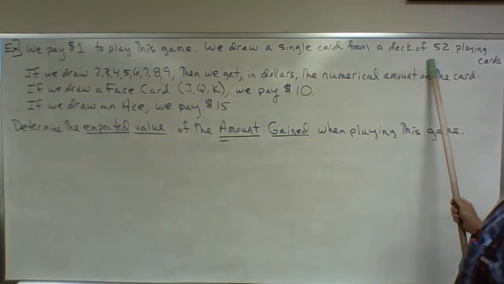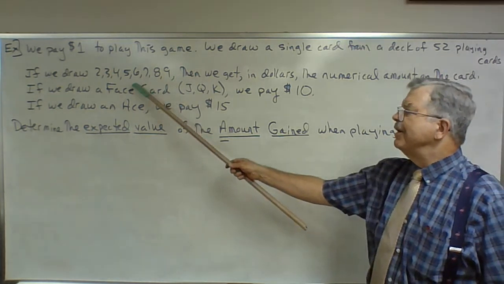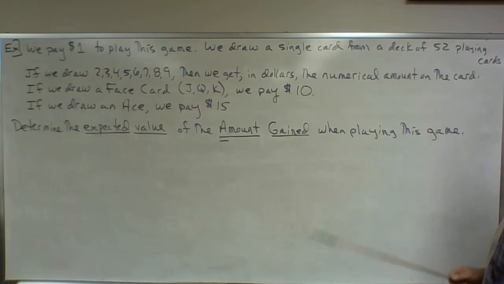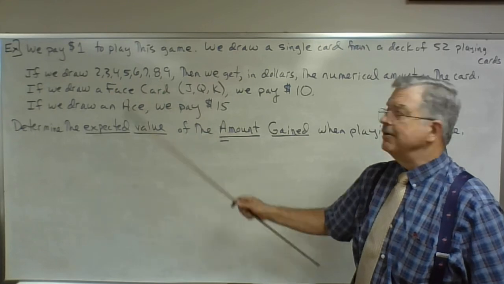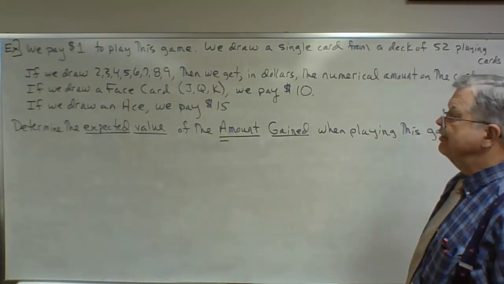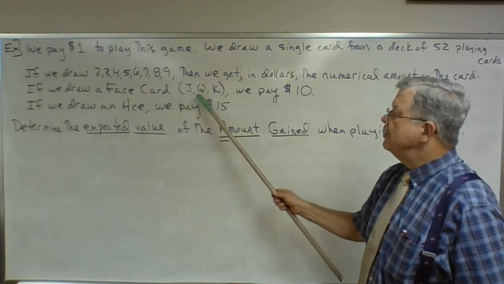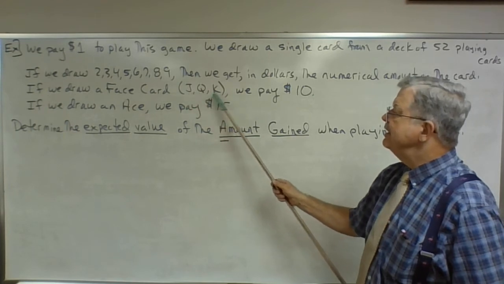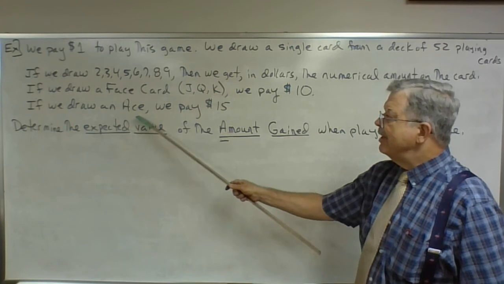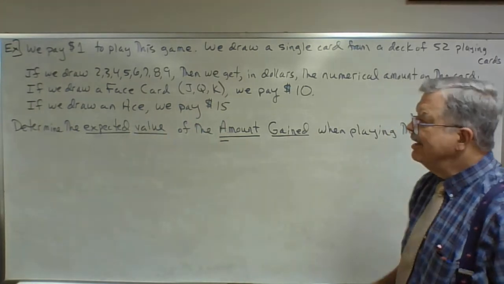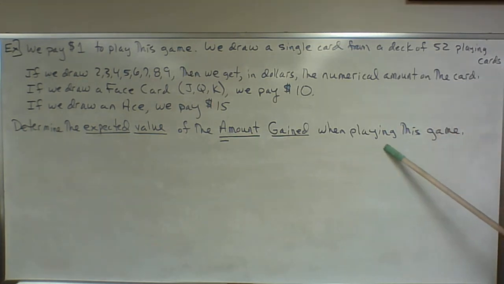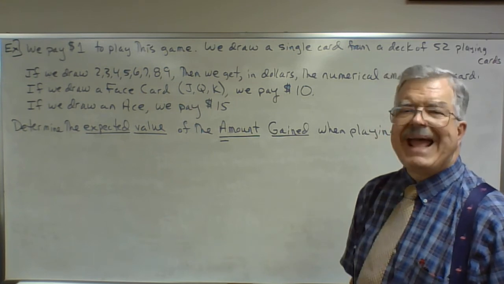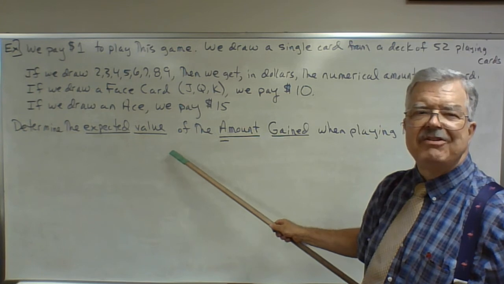We draw a single card from a deck of 52 playing cards. If we draw 2, 3, 4, 5, 6, 7, 8, 9, then we get in dollars the numerical amount on the card. So if we draw an 8, for example, we get $8. If we draw a 5, we get $5, and so forth and so on. If we draw a face card, Jack, Queen, King, we pay $10. And if we draw an ace, we pay $15. Determine the expected value of the amount gained when playing this game. So if we do this over and over and over, on average, how much should we expect to gain each time we play the game?